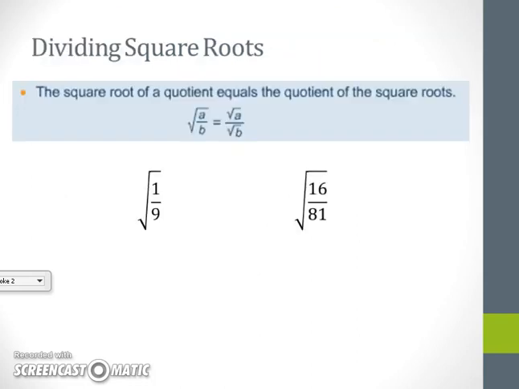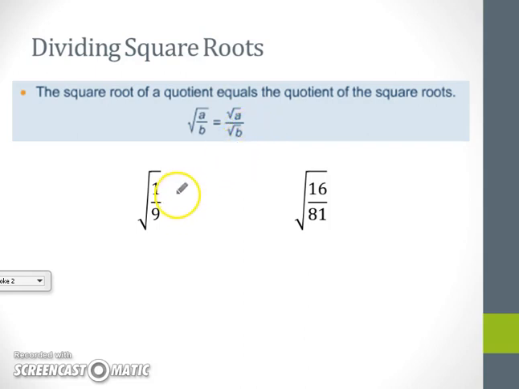Dividing square roots, you can divide where you put the entire fraction underneath one radical, or you can break it apart so that you have the square root of the top number over the square root of the bottom number. Depending on what those numbers are, it'll be easier to separate it out or divide it all as one.